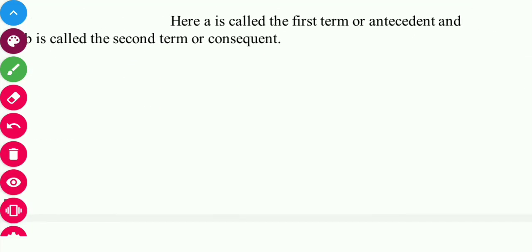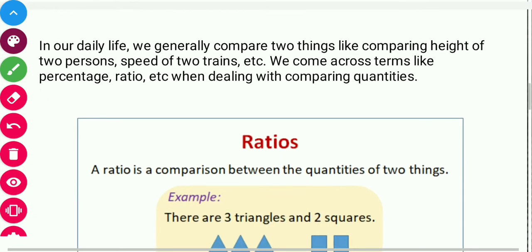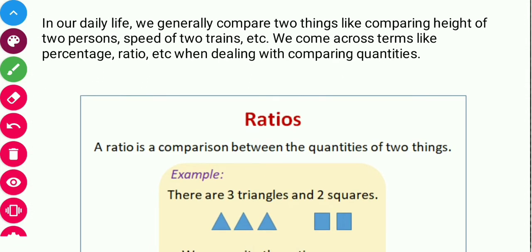So we'll move on. In our daily life, we generally compare two things, like comparing the height of two persons. Very important thing, you cannot compare the height of a person with the weight of a person. No, the unit should be the same. So height of two persons you can compare, speed of two trains you can compare. We can come across terms like percentages, a ratio. So these are nothing but comparing quantities.